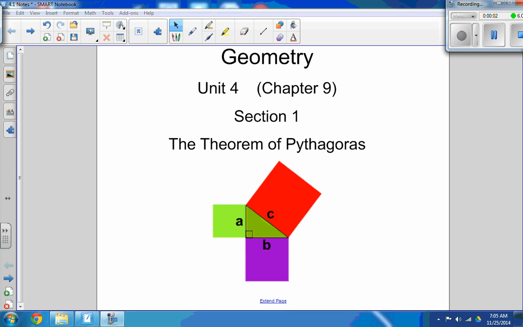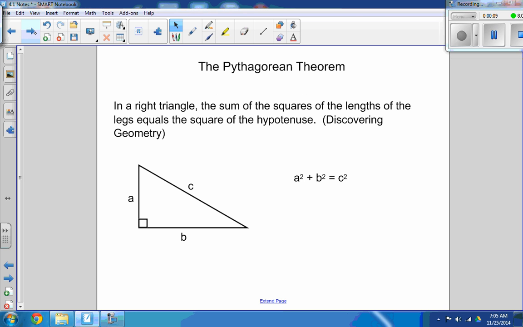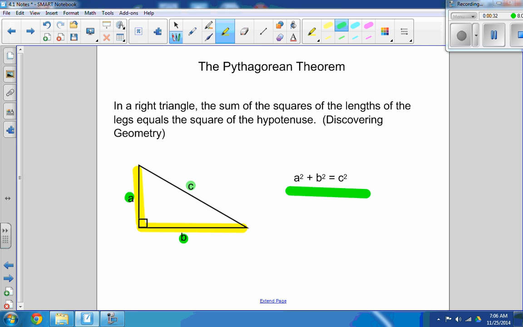Geometry, Unit 4, which is Chapter 9 from the book, Section 1, the Theory of Pythagoras. Pythagorean theorem: in a right triangle, the sum of the squares of the lengths of the legs, and these are the legs, equals the square of the hypotenuse. So you end up with a squared plus b squared equals c squared, as you can see here in this formula.